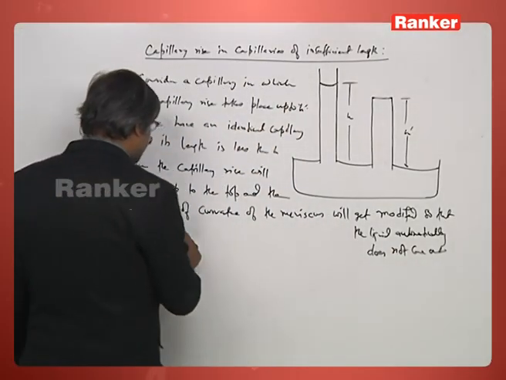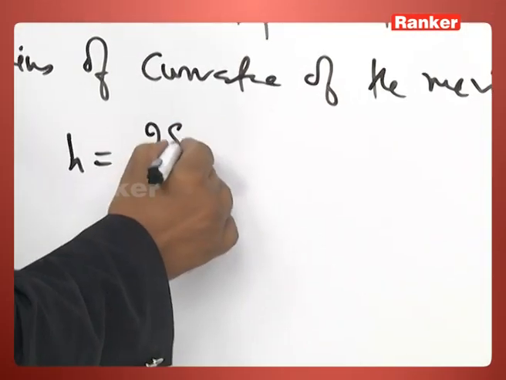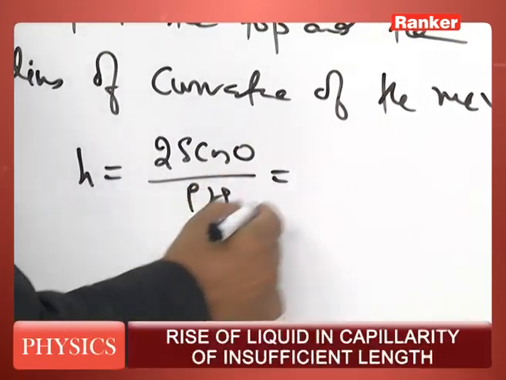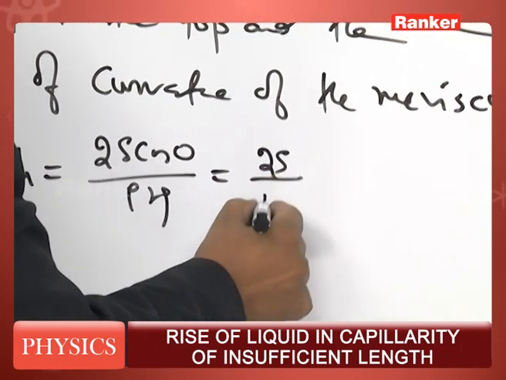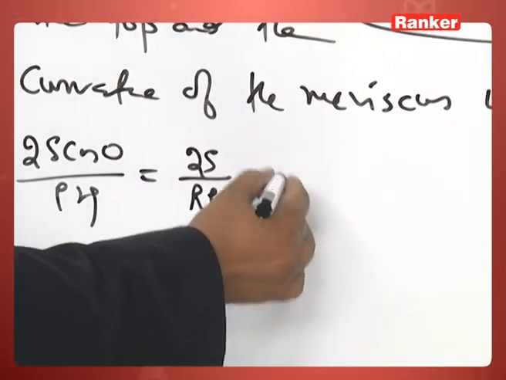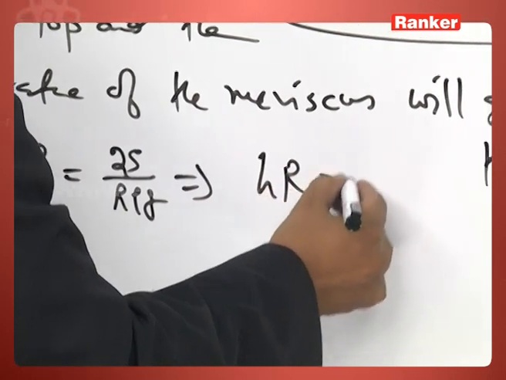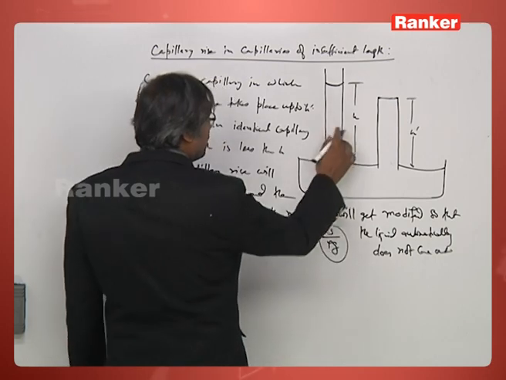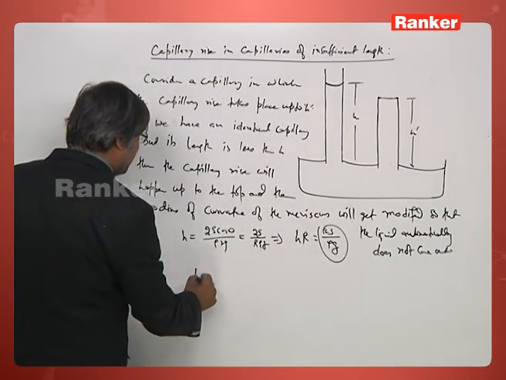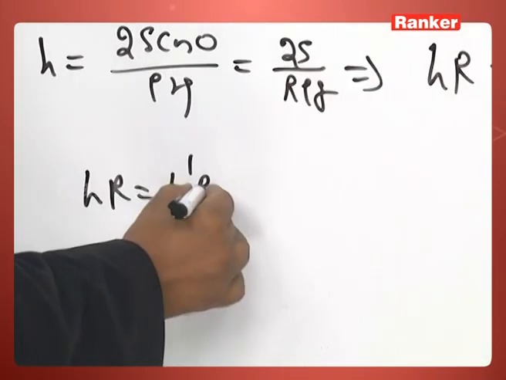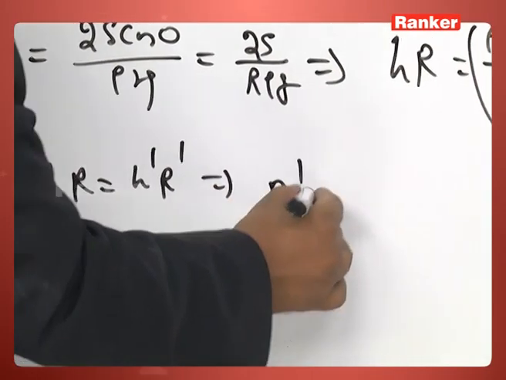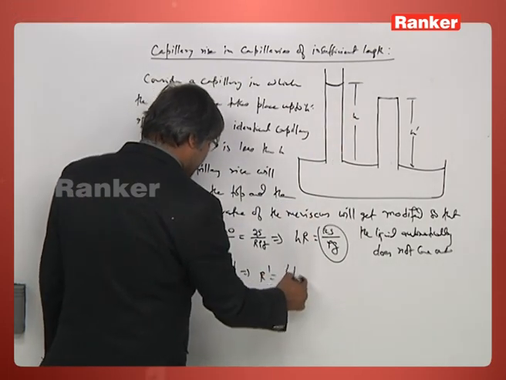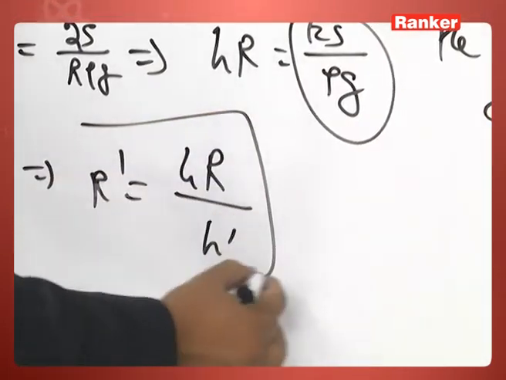So here you see the capillary rise is h, that is given by 2S cos theta by rho r g, which is generally written as 2S by r rho g. So the formula is that hr is actually 2S by rho g. Now this is constant for this case and this case. So we will have hr is equal to h dash r dash. So the r dash, the radius of curvature of the meniscus, will become modified according to the new height.